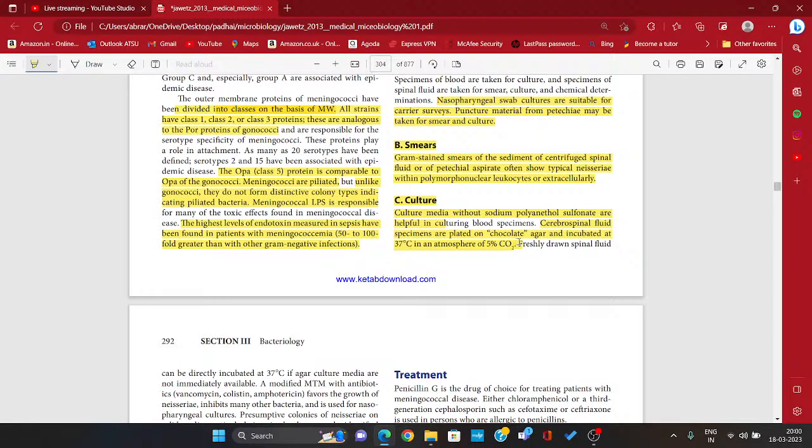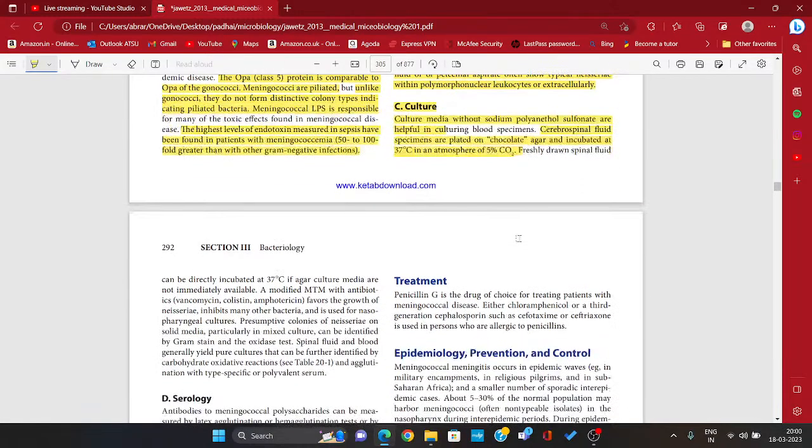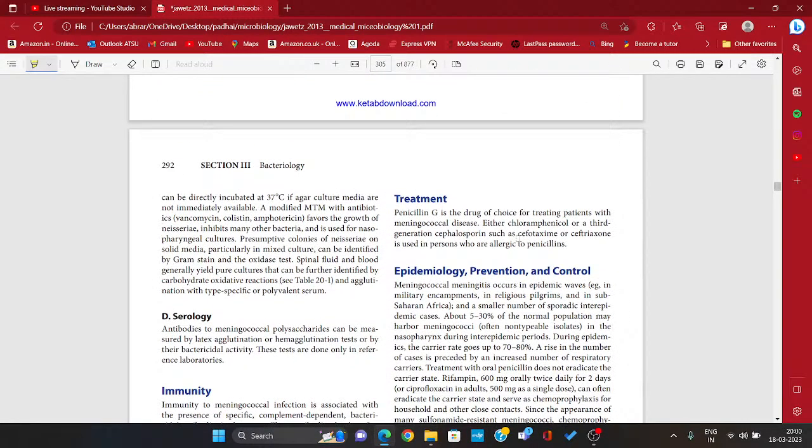Freshly drawn spinal fluid can be directly incubated at 37 degrees Celsius if culture media are not immediately available. Modified Thayer-Martin medium with antibiotics, vancomycin, colistin, and amphotericin, favors the growth of Neisseria, inhibits many other bacteria, and is used for nasopharyngeal cultures.